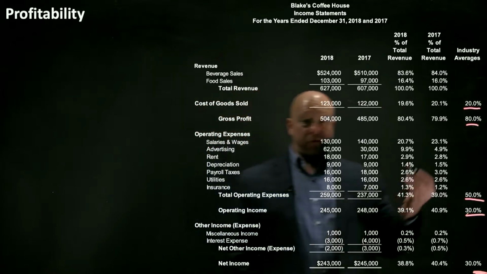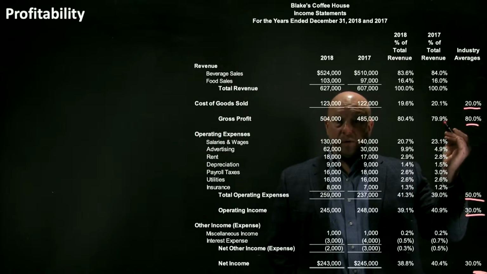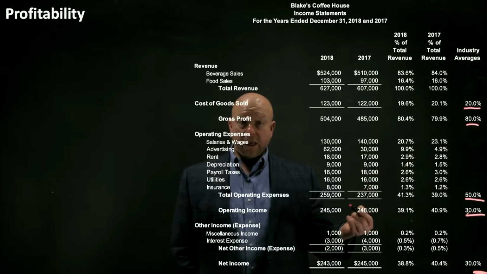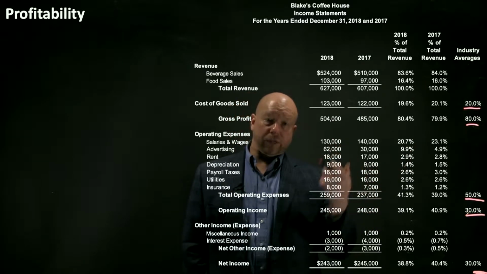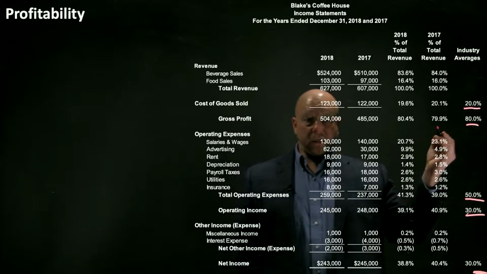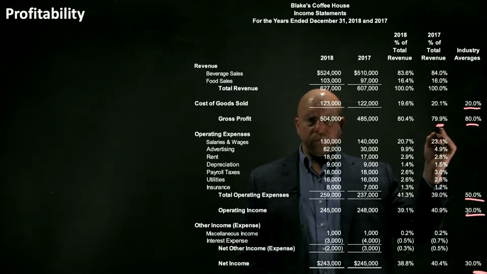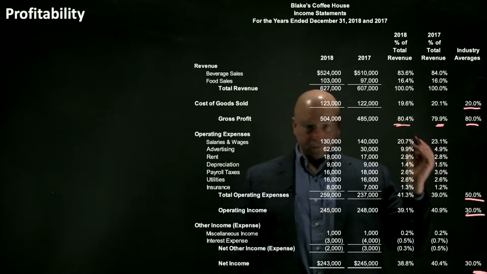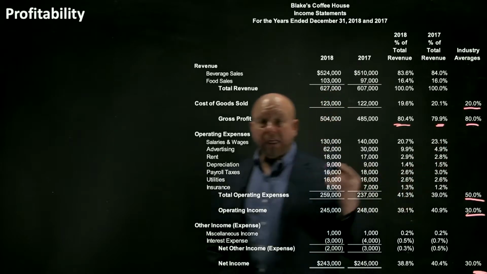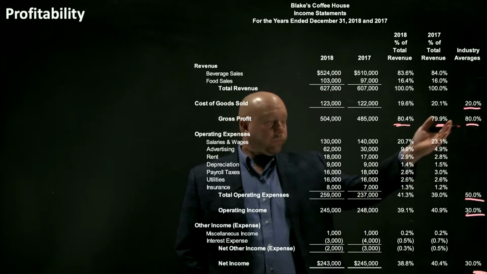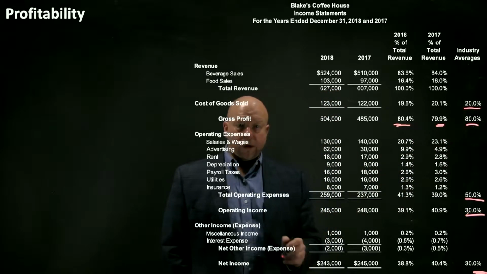So we would ask ourselves, remember, gross profit was trending in the right direction for this company because sales went up, we controlled the cost of goods sold, and we see that gross profit increased from just under 80 to a little over 80. And that seems to be in line with industry average. Industry average hovers right around 80.